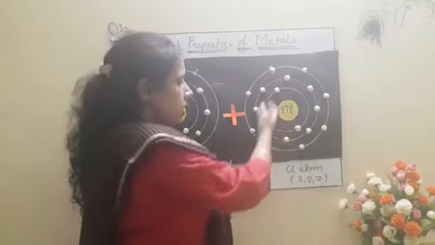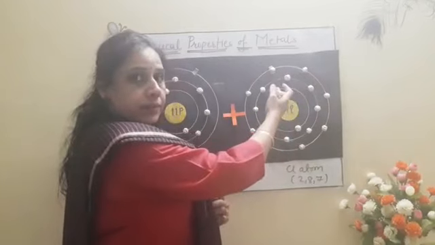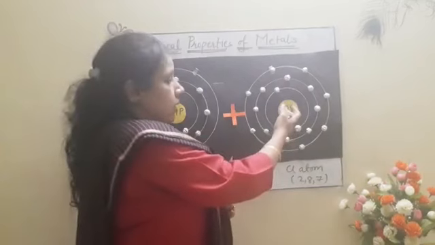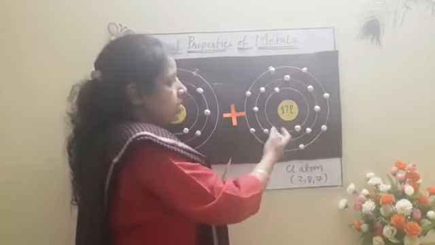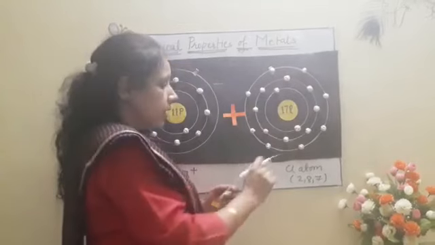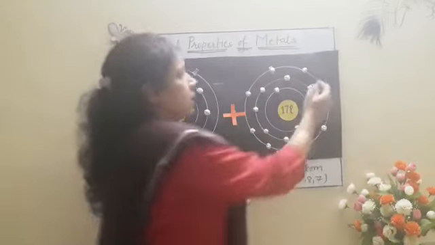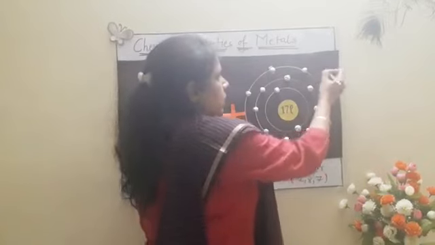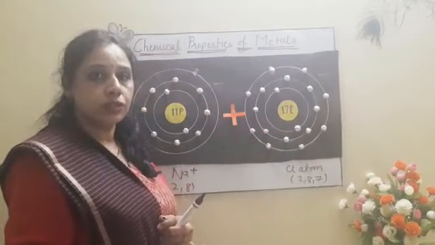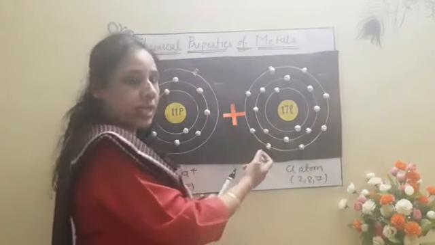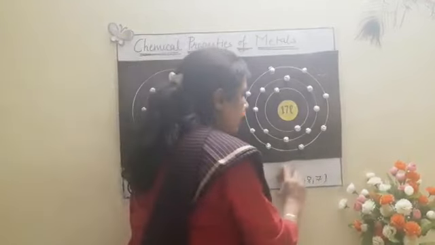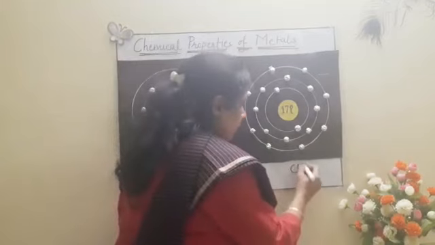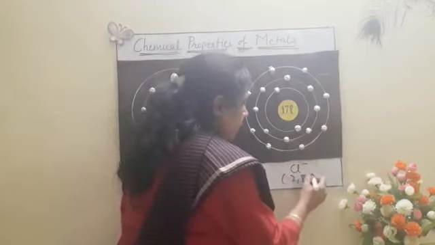So now the total number of electrons in chlorine is 18, whereas it has only 17 protons. So what we see is that there is an excess of 1 electron here, and therefore it has a negative charge on it after gaining 1 electron. So this is no more a chlorine atom. It has turned into a chloride ion having configuration 2, 8, 8.